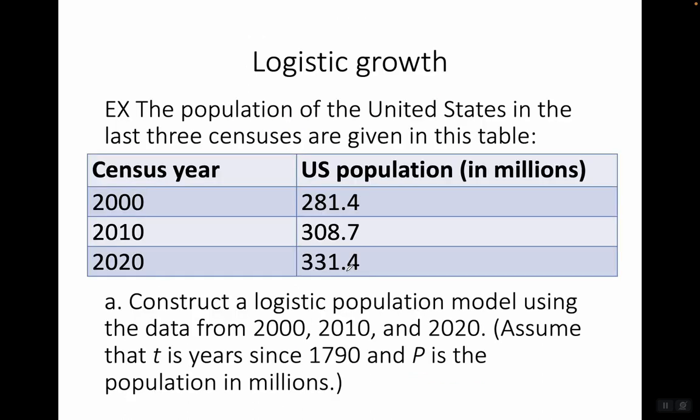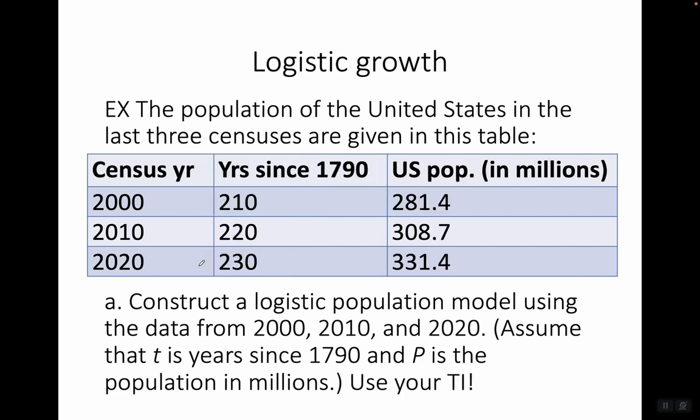Okay, the population of the United States in the last 3 censuses are given in this table. So we have the 2000, 2010, and 2020 populations. Construct a logistic population model using the data from 2000, 2010, and 2020. Assume that t is years since 1790, and P is the population in millions. We're going to use the TI to solve this problem. First, let's represent these years not as 2000, 2010, or 2020, but as years since 1790, because that's what we're told: t is years since 1790.